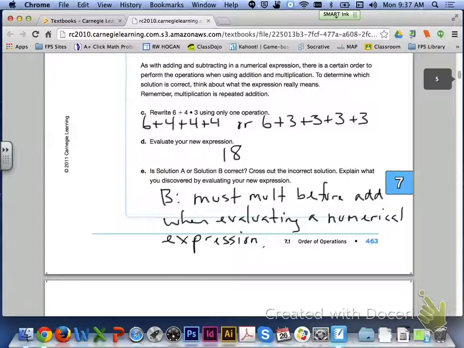If we take a look at letter C, there are 2 ways that you could rewrite that expression: 6 plus 4 plus 4 plus 4, or 6 plus 3 plus 3 plus 3 plus 3. In both of those situations, for letter D, you are going to get 18 for your answer. If we look at letter E then, solution B is going to be correct, because I must multiply before I add when I am evaluating a numerical expression.